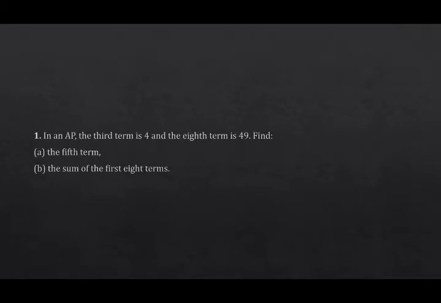So the question is, in an AP, the third term is 4 and the eighth term is 49. Find the fifth term and the sum of the first 8 terms. Now the answer to 1A is 22. We first find d, which is (49 minus 4) divided by 5, which equals 9. Then we find T5, which is negative 14 plus (5 minus 1) times 9, which equals 22.